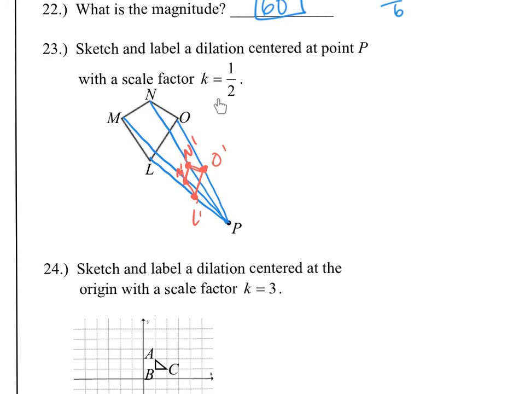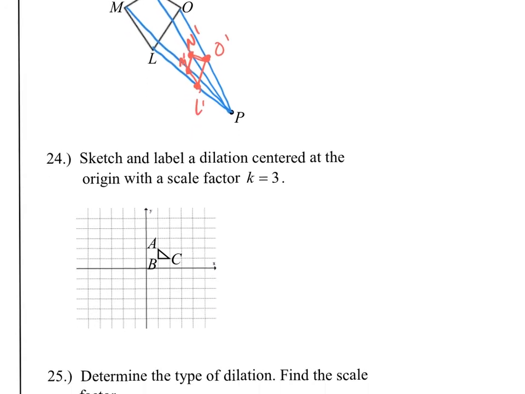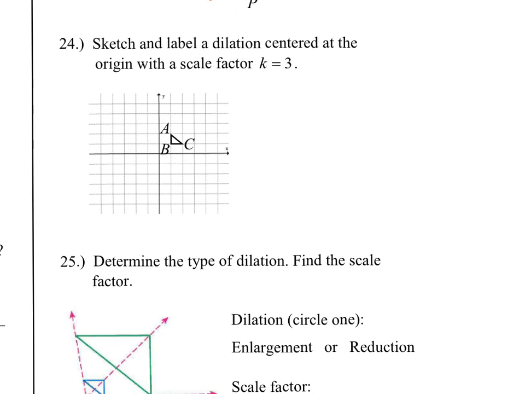Now, if this scale factor had been bigger than 1, then you would end up with a bigger shape where the distance from P, for example, P to O prime would be twice the distance from P to O. So pay attention to your scale factor when you go to draw those dilations. Number 24 will be a dilation in the coordinate plane. So this is a little bit easier to get it looking a little nicer.